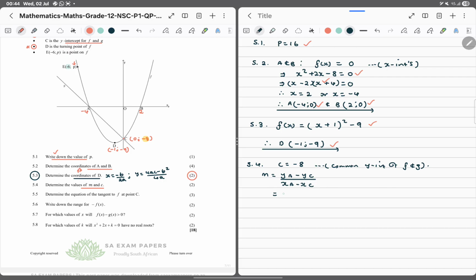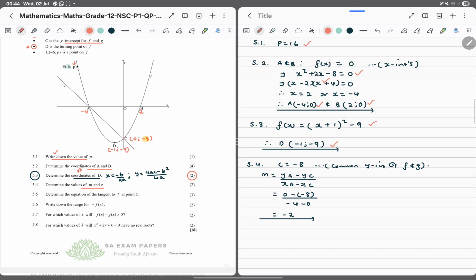So this is equal to 0 minus minus 8, divided by minus, what did we get there? Minus 4 minus 0. So this is going to be minus 2. Done.